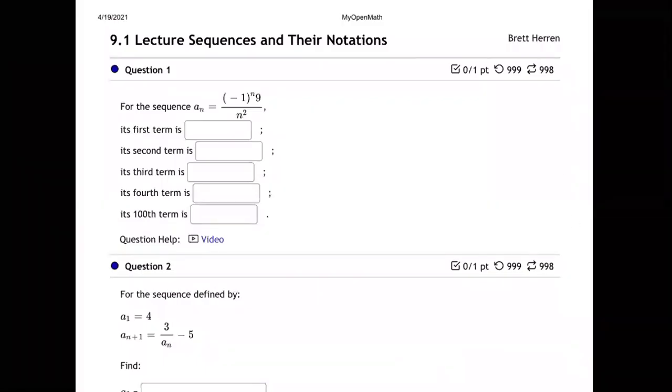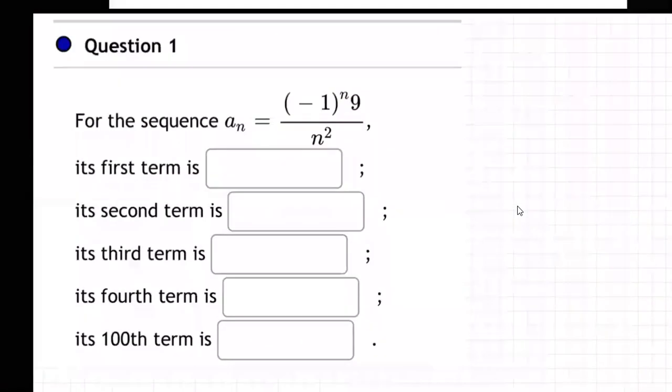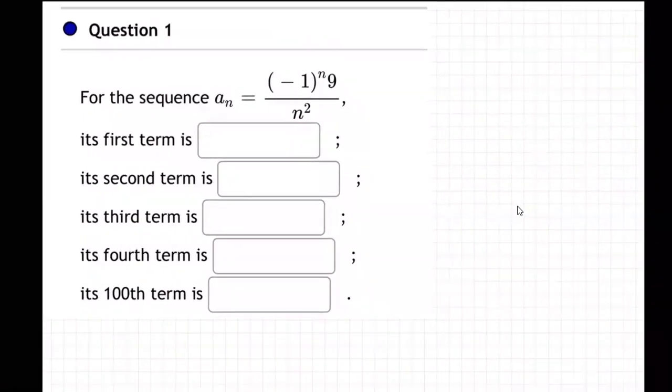Okay, so 9.1. How do we do it? We're wanting to do this particular problem for this sequence. They give us this formula here. Find the first, second, third, fourth, and 100th term. How do we do it? Well, you just simply plug in.